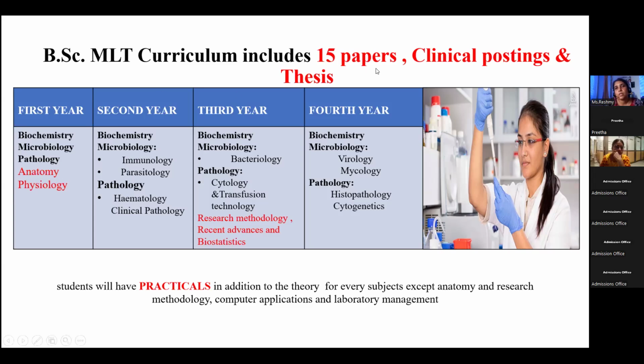So 15 papers in total, over 4 years. In all the years, you will have biochemistry, microbiology, and pathology. Those are your main subjects for all the years: first year, second year, third year, and 4th year. But you have additional subjects. In the first year, you will have anatomy and physiology. And in the third year, an additional subject that comes is biostatistics or research methodology.